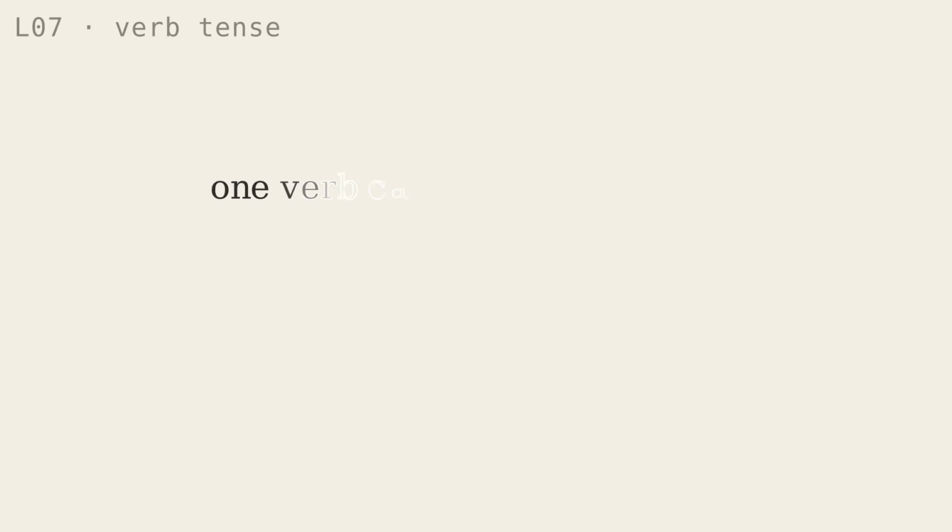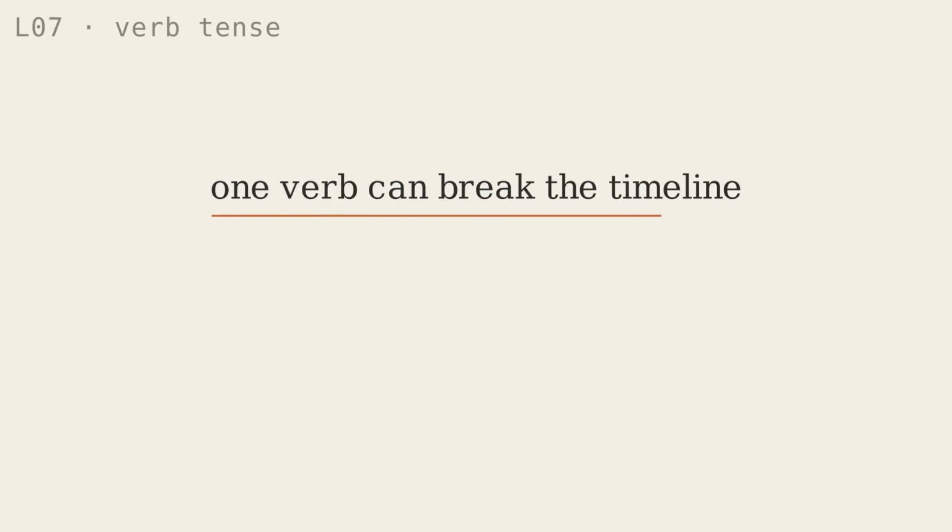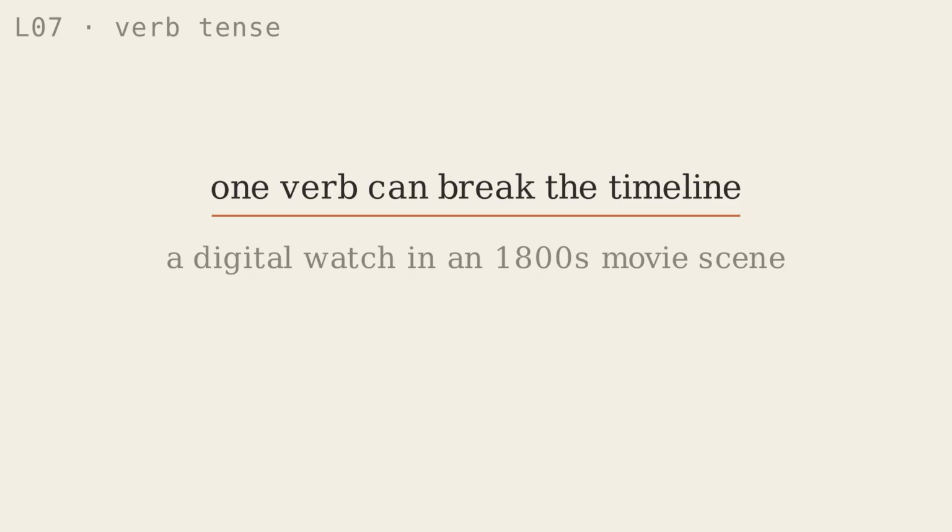One tiny word can destroy the timeline of an entire sentence. A paragraph may begin in the past. Everything may seem perfectly clear. Then one verb suddenly jumps into the present. It is like watching a historical movie set in the 1800s and noticing an actor wearing a digital watch. The costume may look correct, the buildings may look correct, but that one modern object ruins the entire scene.